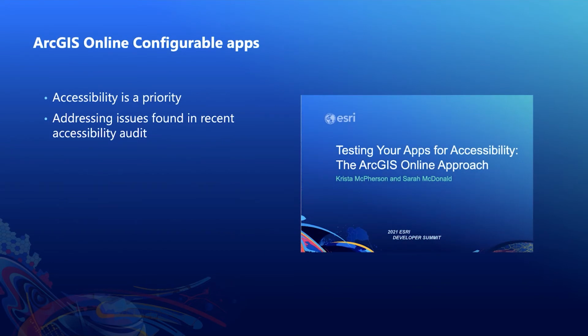So ArcGIS Online Configurable Apps, that's the team that I work on. We are also making accessibility a priority. We recently underwent an accessibility audit, and we are addressing the issues that were found in that audit. I encourage you to listen to the on-demand demo theater session, Testing Your Apps for Accessibility, the online approach, where Krista and Sarah are going to go over some of the techniques that they used to evaluate the issues that were found in this accessibility audit and help test them when we fix them. So there's going to be a lot of good information on testing your apps for accessibility in that session.